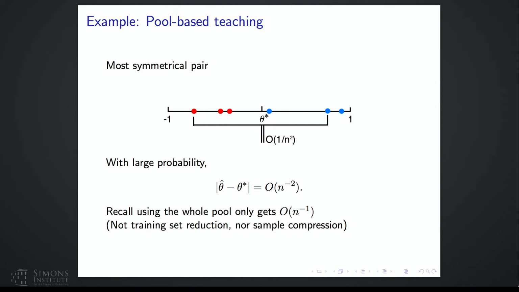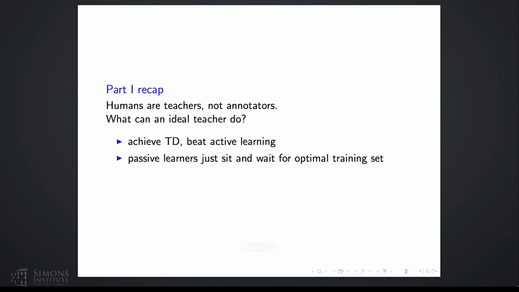And this is somewhat different than what some of you may be familiar with, training set reduction, where you have a large training set and you want to reduce it, or a sample compression scheme. The essential difference here is that as a teacher, we know theta star already, and we're just trying to encode it with our training items. Okay, so that's a very quick overview of what the theoretical study of machine teaching has for the study of interactive learning.